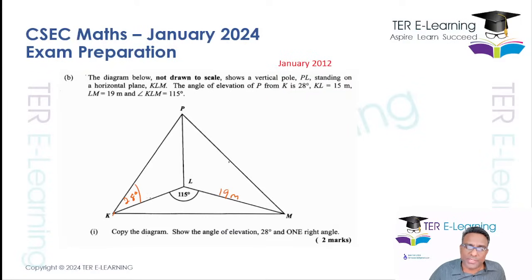KL, sorry, this length is 15. So this is 15 meters. They want us to copy the diagram, show the angle of elevation. So I've done that, and one right angle. Actually, we have two right angles here. This is one here, and we have another right angle on this side here.